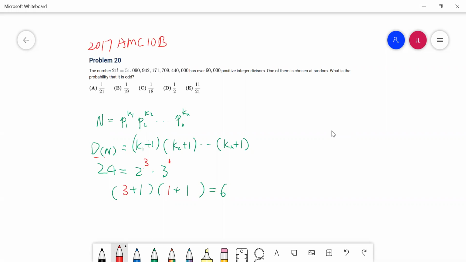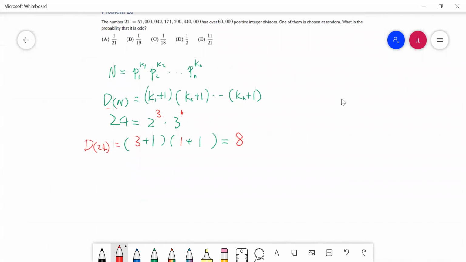Okay, so I'll give an example using 24. 24 equals 2 to the power 3 times 3 to the power 1. So the number of divisors of 24, d24, actually equals (3 plus 1) times (1 plus 1). So this equals 4 times 2, that's actually equal to 8. So there are 8 divisors, right? So why are there 8 divisors? I'm going to give an explanation here.